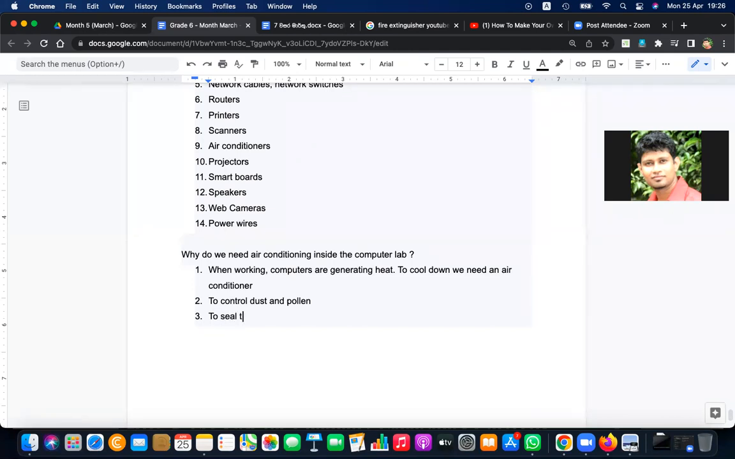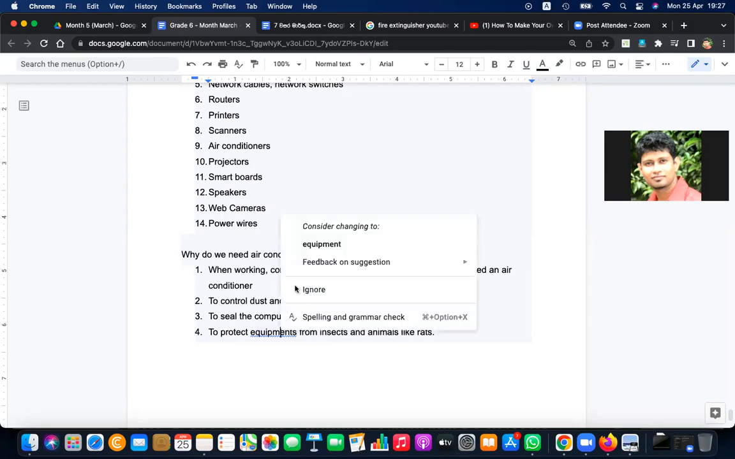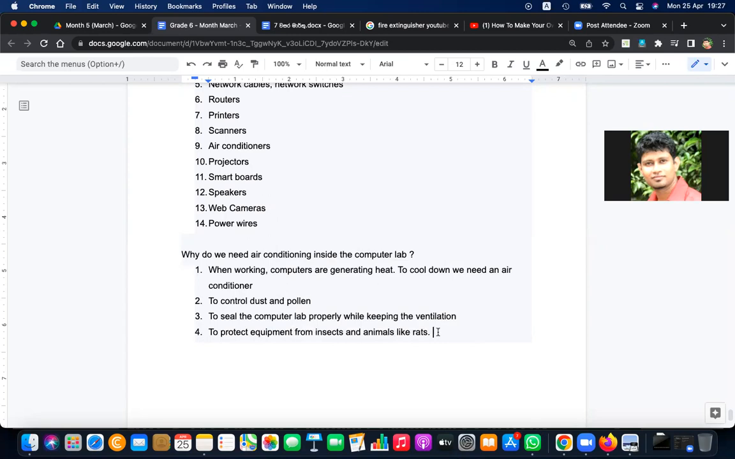To seal the room, or seal the computer lab, properly while keeping ventilation and airflow. You need to keep the ventilation, the airflow, as well as seal the room to protect equipment from insects and animals like rats, by proper sealing.